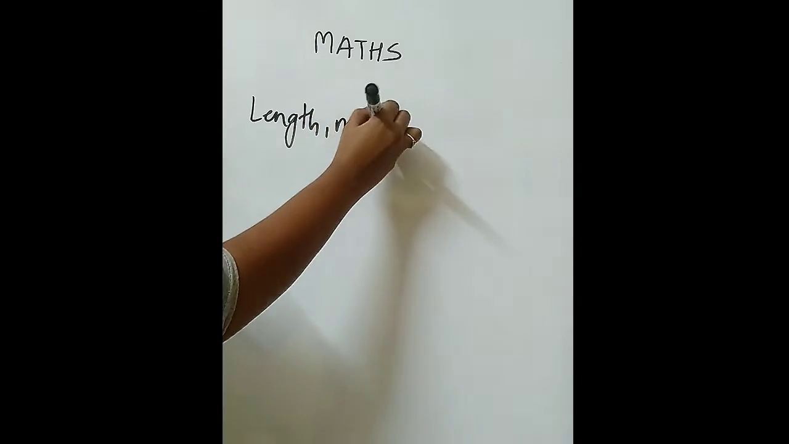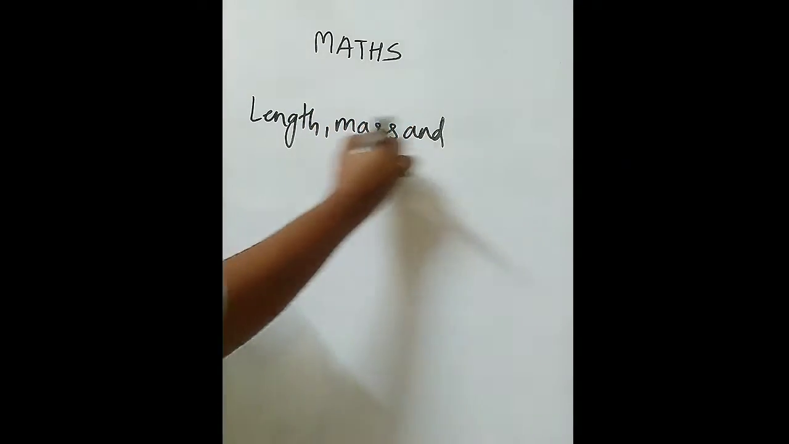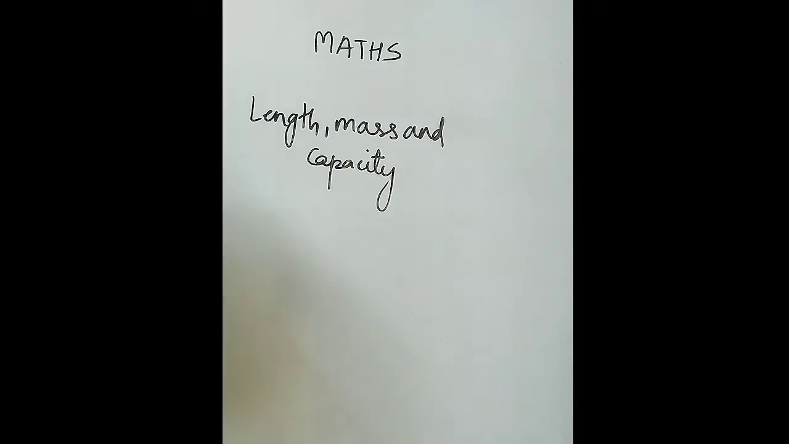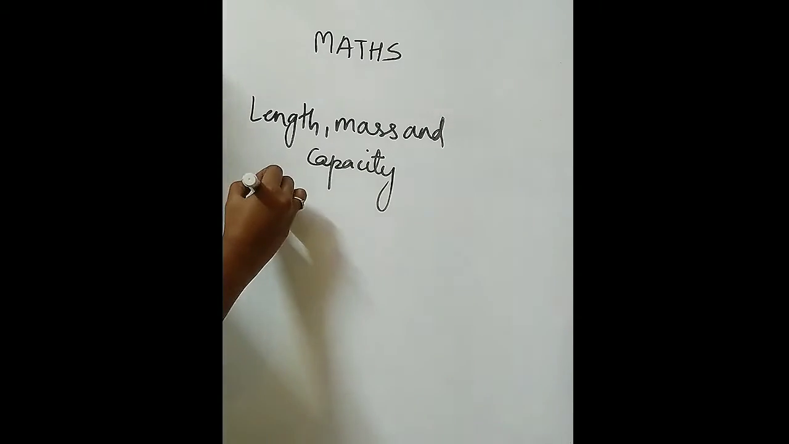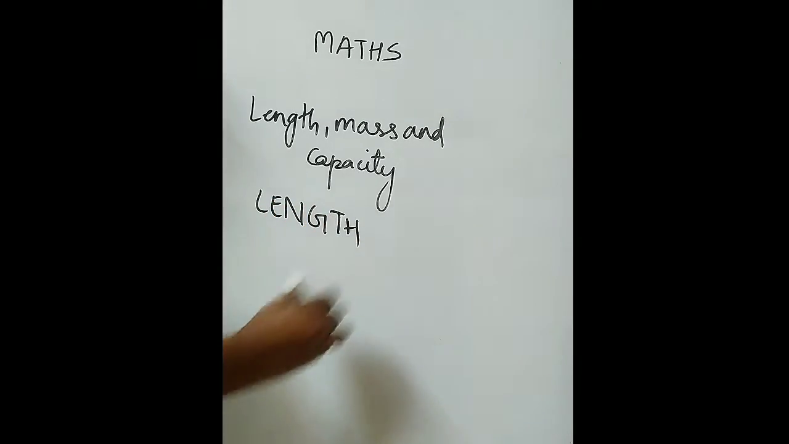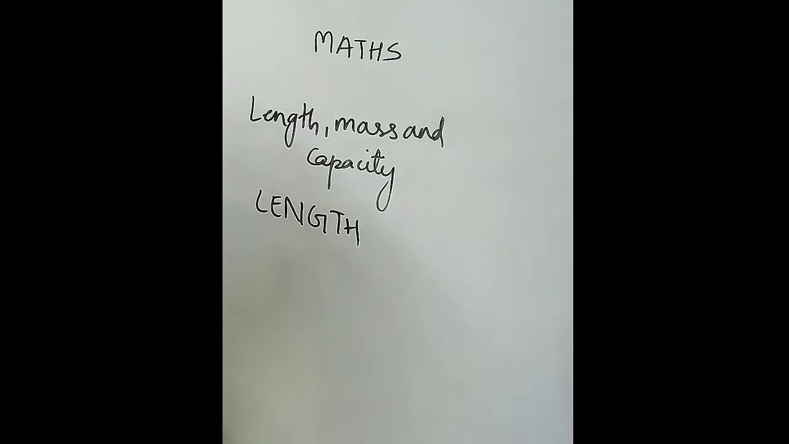This is grade 7 mathematics, students, and the chapter name is length, mass and capacity. So we are going to see this topic, students. First we will see about length. What is length, students? Length is nothing but to measure the distance, how long it is. To measure the distance is called length. And we are going to see the different units for length, for mass and capacity. Now first we will see about length.